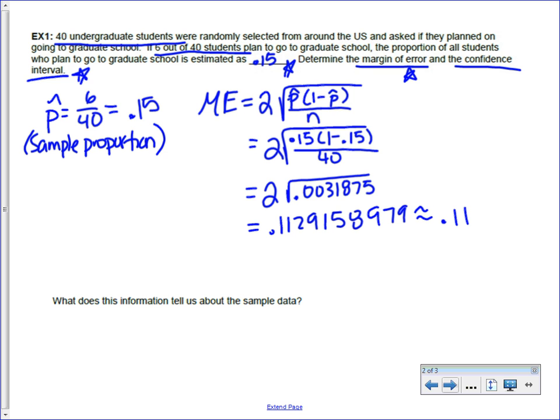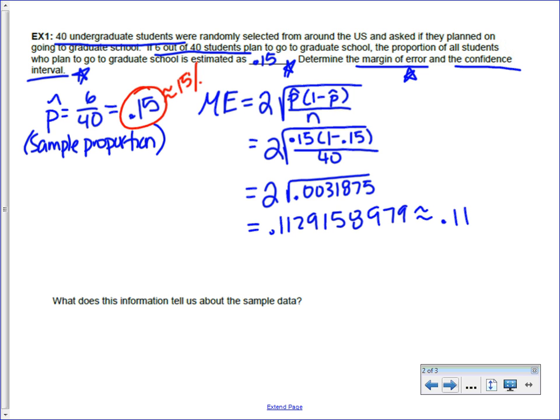Okay? So now I want to find my confidence interval. The confidence interval is going to tell me the range of acceptable proportions for students that are undergrads that are planning on going to graduate school. So let's just make sure we understand this for a second. This number is from that survey that was put out, 6 out of 40 students plan to go to graduate school. So that means that 0.15, that's our proportion, or about 15%. So this random sampling, the survey, is telling us that 15% of undergraduate students plan on going to graduate school.